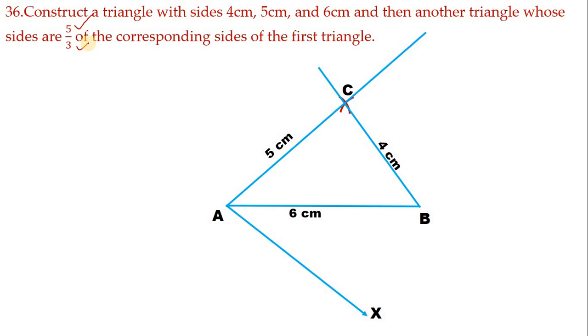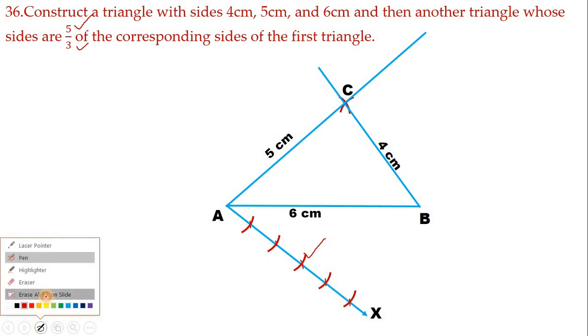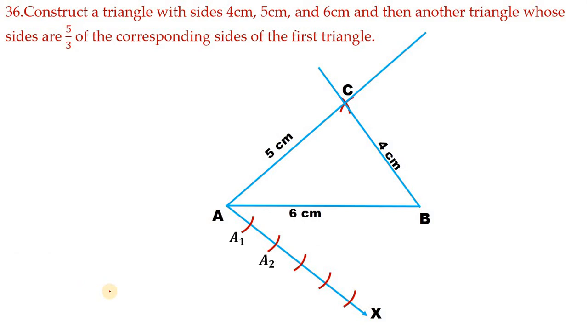So take 1 centimeter as radius and cut 5 arcs on the AX line. A as center, cut one arc, and this as center, another arc, this as center, another arc, this as center, another arc, and again this as center, another arc. So 5 arcs have been cut. Call them A1, A2, A3, A4, A5.